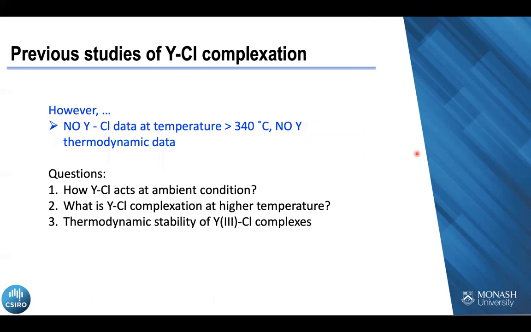But there were no data available for yttrium chloride at temperatures over 350, and there were also no thermodynamic data. So in this work, we aim to solve the controversy of the yttrium chloride complexes at ambient condition: is there chloride bonding or not? And second, give the situation of yttrium chloride at high temperature, since most RE deposits are formed at temperatures up to 600 degrees. And last, we will give the thermodynamic stability of yttrium chloride complexes.